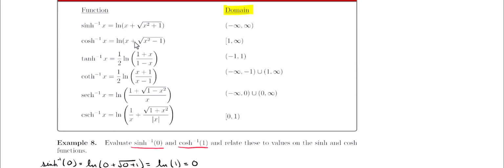Now let's see what we would get for the cosh inverse. The inverse of the hyperbolic cosine at 1 is going to be equal to, taking a look at the formula, the ln of x plus the square root of x squared minus 1, which is the ln of 1 plus the square root of 1 squared minus 1, which gives us the ln of 1, which is also 0. Okay, so it seems like we're getting 0 for both of our evaluations.